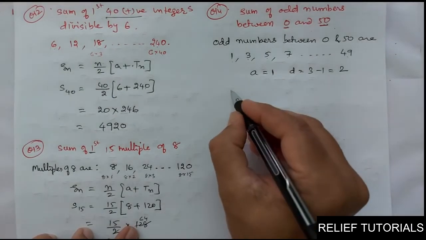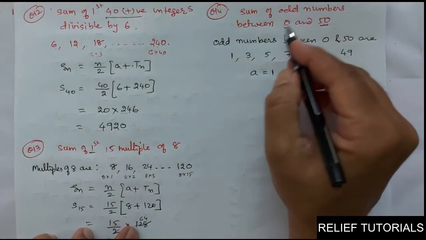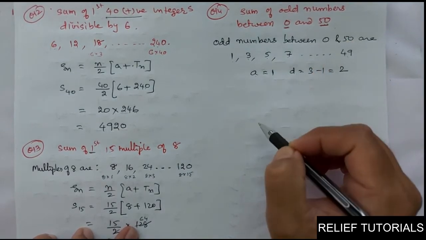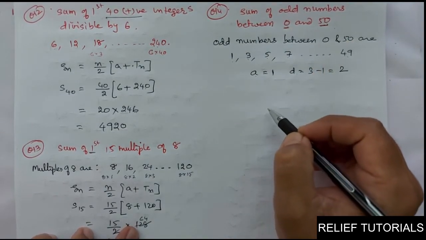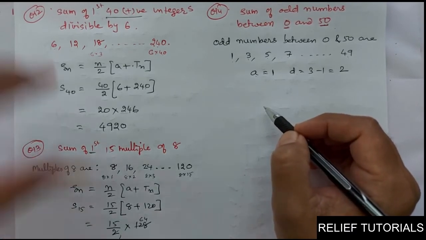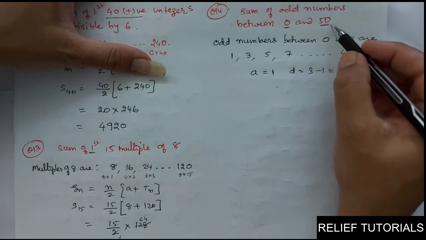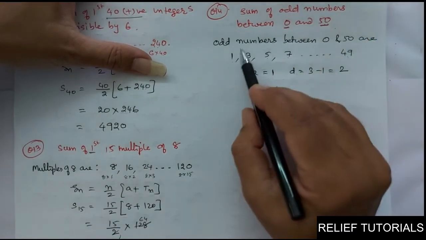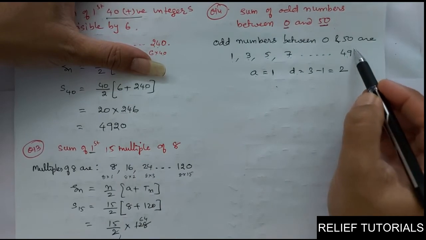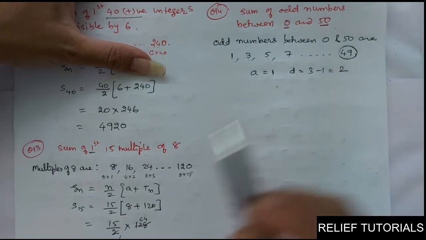Now we use the formula Sn, sum of odd numbers between 0 and 50. So we want a, d, and n. We don't have n. Here, you got it, friends. We don't have n, so we want to find out which term it is. First, second, third, fourth, which term this is we don't know. We want n, so let it be the nth term.